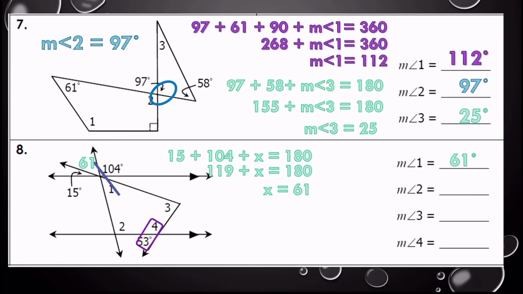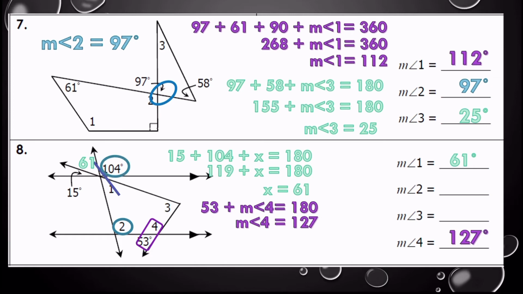Okay, let's take a look here. I've got 4 and 53 that form a right angle. Sorry, not a right angle. They form a straight line. A straight line adds up to 180. So the measure of angle 4 is 127. With what I know here, I do have the opportunity to find another angle. I can find angle 2. Angle 2 is corresponding to 104 degrees. Remember, corresponding angles are congruent.